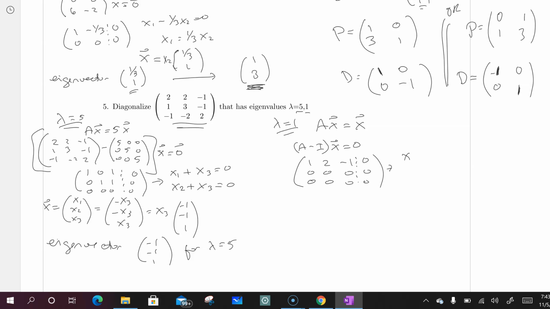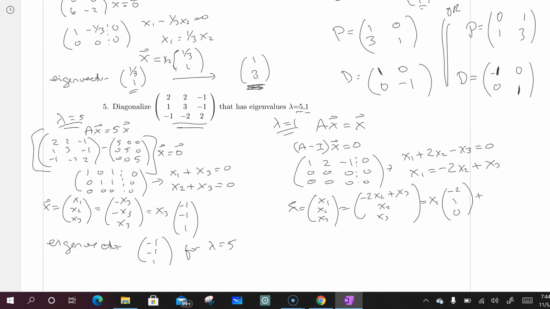So what does this give me? This gives me x1 plus 2x2 minus x3 is 0. So x1 is negative 2x2 plus x3. Again, remember I'm finding my x1, x2, and x3. So I get negative 2x2 plus x3, x2, x3. If I factor out an x2 and an x3, then for lambda equal 1, my eigenvectors are negative 2, 1, 0, and 1, 0, 1.